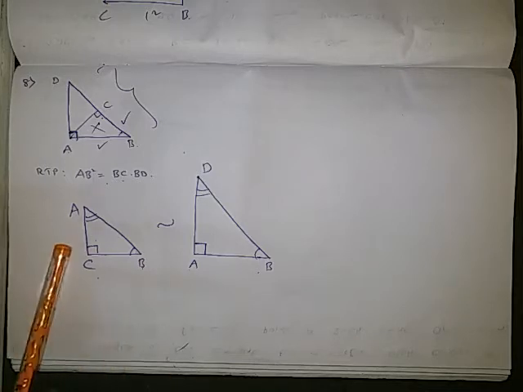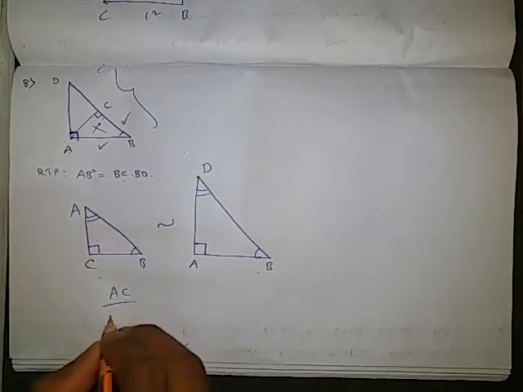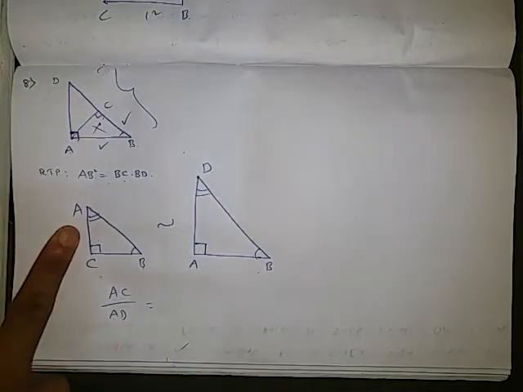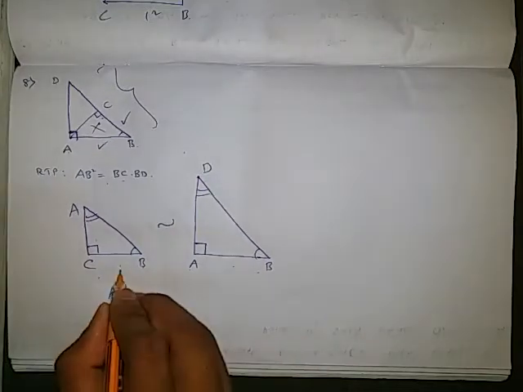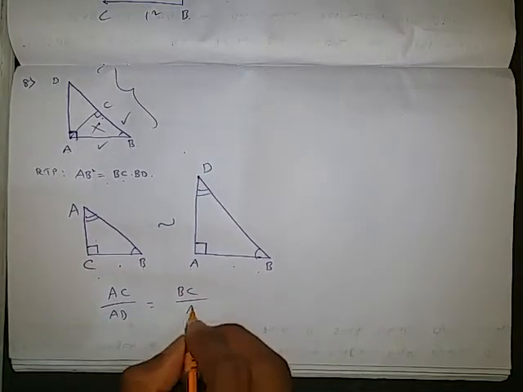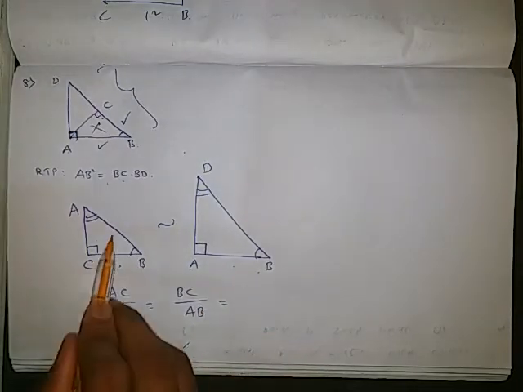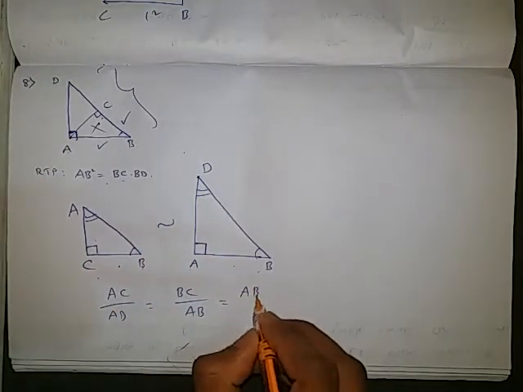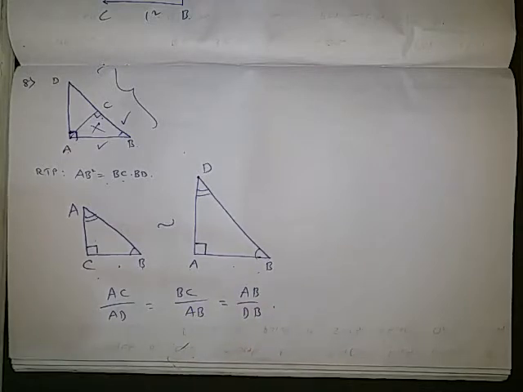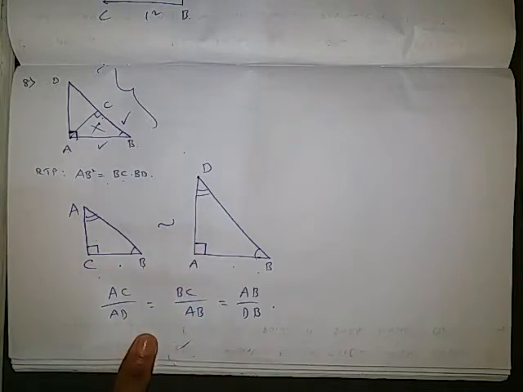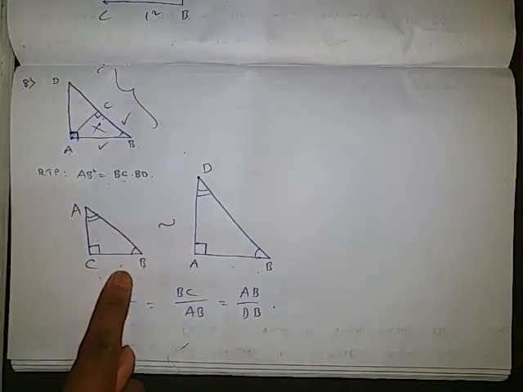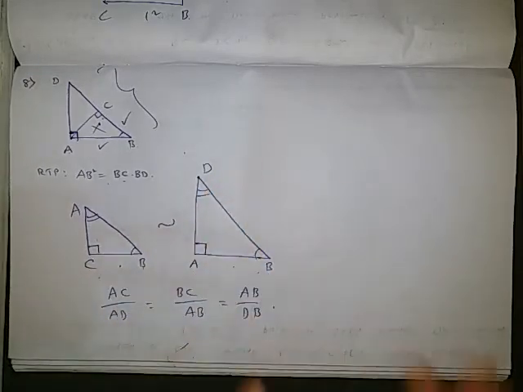That is left side by left side, AC by AD. Here left side of the triangle by left side of the triangle is equal to base by base, base BC by base AB, which is equal to hypotenuse by hypotenuse, AB by DB. We got clearly that two triangles are similar to each other. So if two triangles are similar to each other, then the corresponding sides will be in the same ratio. So I am writing that now. Left one by left one is equal to base by base is equal to hypotenuse by hypotenuse.